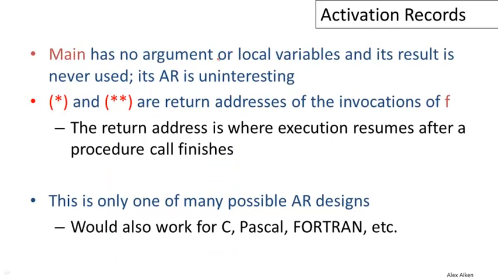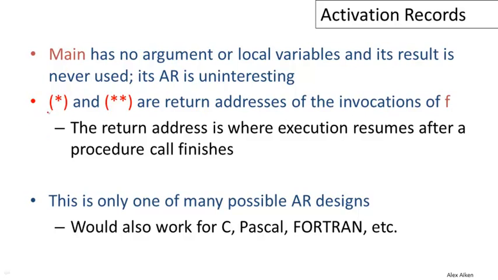To summarize some of the highlights of this example so far, I want to repeat that main is not very interesting. It has no argument or local variables, and its result is never used. And so while it does have an activation record, we're just not focusing on that, and we're not concerning ourselves with what goes in that activation record. We're just focusing on the activation record for F.